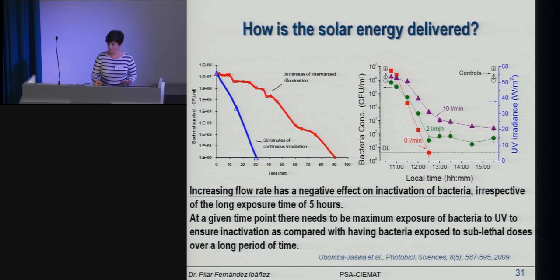irrespective of the amount of energy, what you need is to deliver an uninterrupted energy dose to get a lethal effect and not permit the bacteria to recover, so you don't have residual bacteria concentration in a flow rate experiment. So at a given time point, there needs to be maximum exposure of bacteria to UV to ensure inactivation, as compared with having bacteria exposed to a sublethal dose over a long period of time. Maybe this activates the UV photo repair mechanism. But we didn't do studies in this sense to see if they were showing this inactivation and repair mechanism.